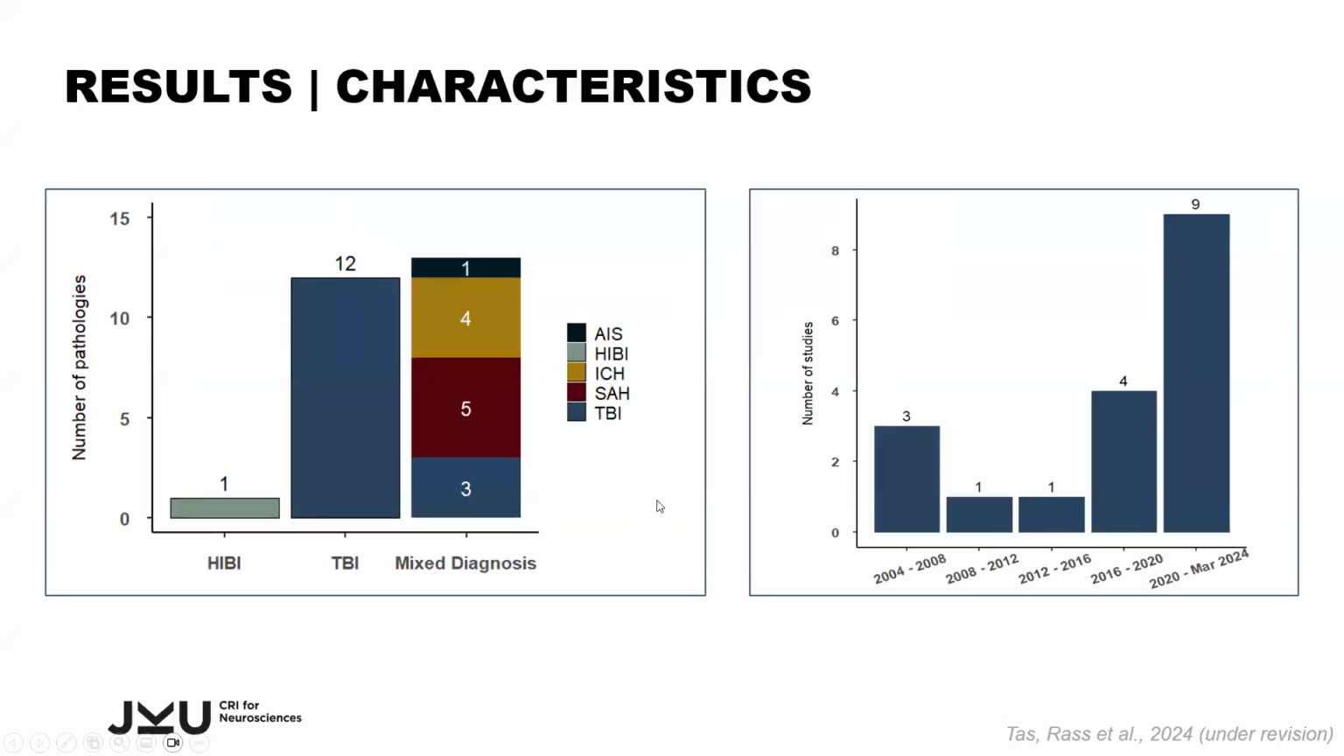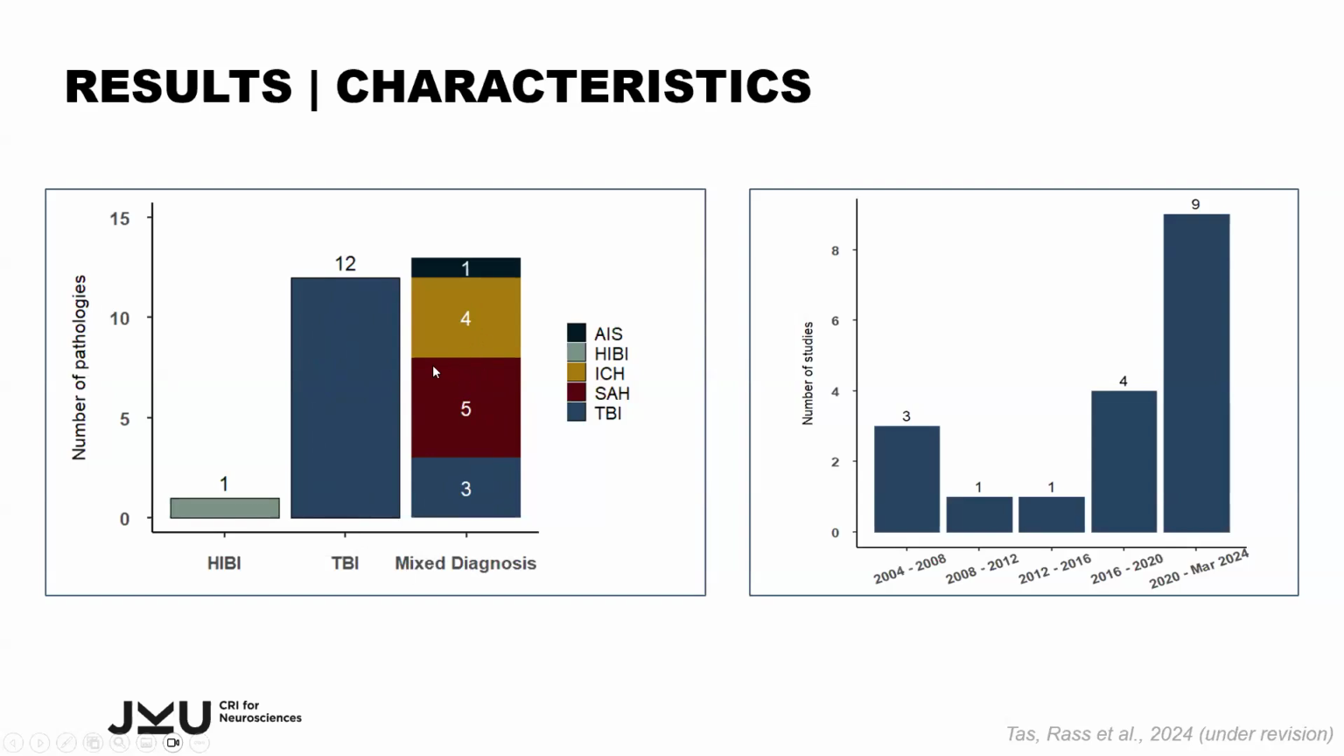And this figure on the left shows the various included diagnoses. To clarify this, on the y-axis are the number of pathologies. That means that 12 studies included TBI as a single disease, but there were also quite a lot of studies that used a mixture of diagnoses. So 5 studies in this case were subarachnoid hemorrhage patients, but they also included either TBI, ICH, etc.